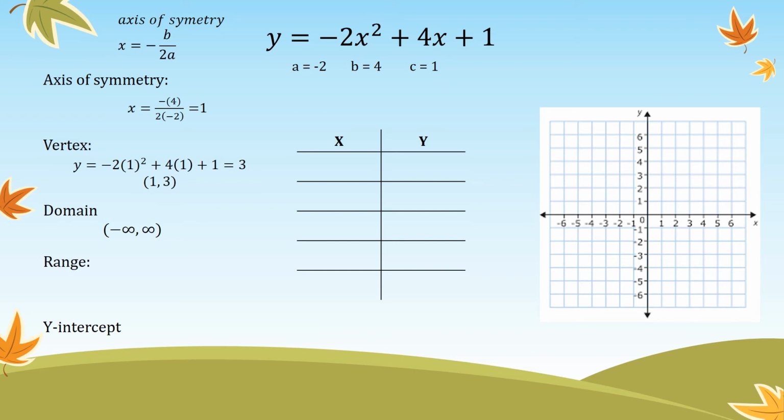The domain will always be negative infinity to infinity. Now, once again, this graph is opening downward, which makes our vertex a maximum value. So the maximum this will be is 3. So then our range is going to be y is less than or equal to 3. Then the y-intercept, we make all the x values 0, and it's just going to be the number on the outside there, 1.